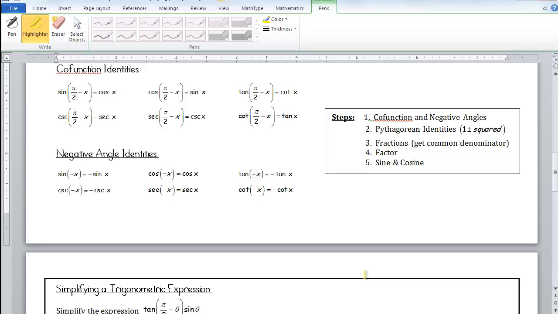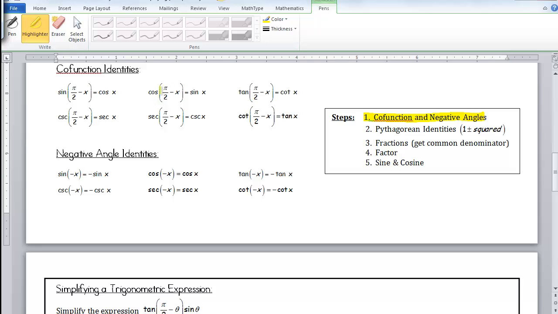Something else I would like to show you are some steps as far as the order in which you would want to try to do different things to simplify a trigonometric expression. There are of course many ways to simplify an expression. I have found that most of the time, if you follow these steps and try these things first, it will be easier. So the first thing I would try is to get rid of any cofunction or negative angles.